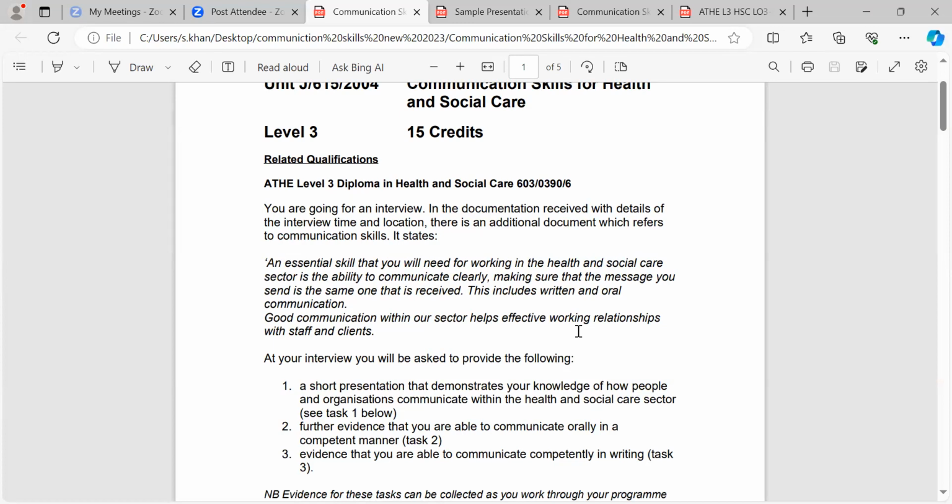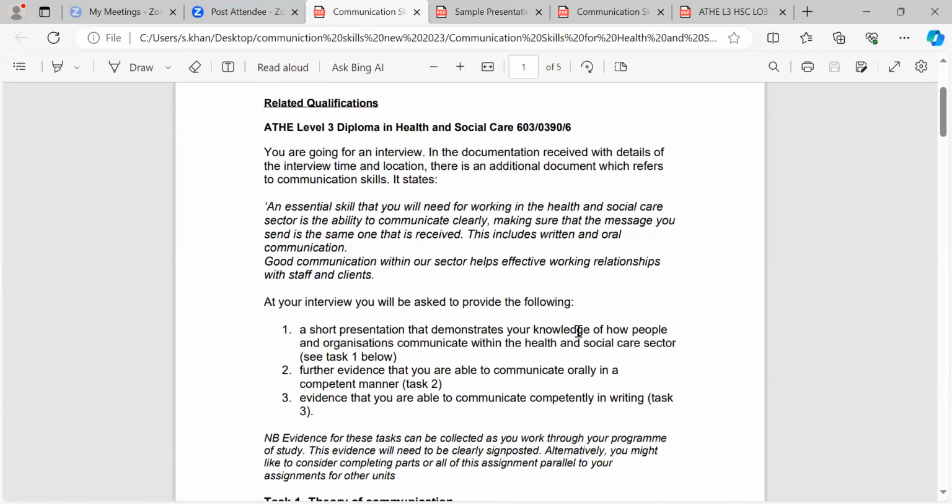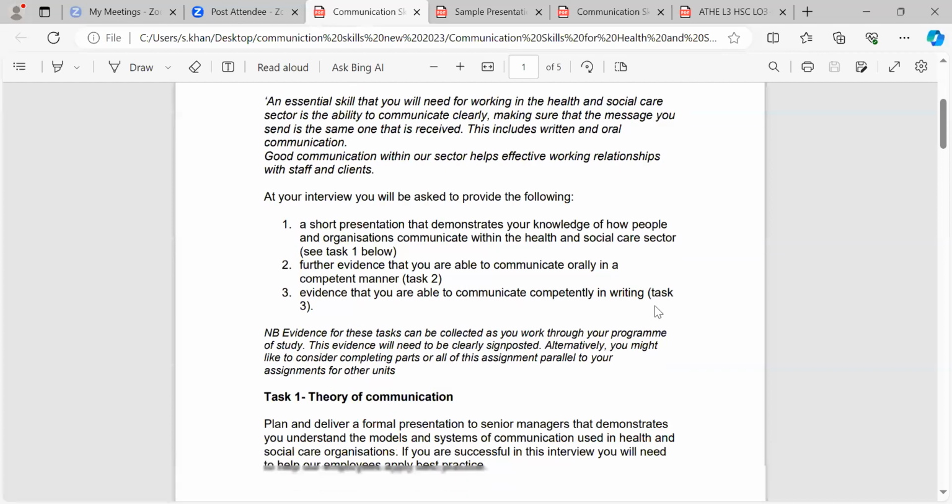So this is the assignment. You are going for an interview. In the documentation received with details of the interview time and location, there's an additional document which refers to communication skills. It states that an essential skill that you need for working in the health and social care sector is the ability to communicate clearly, making sure that the message sent is the same one that is received. This includes written and oral communication, and it states that good communication within our sector helps effective working relationships with staff and clients.